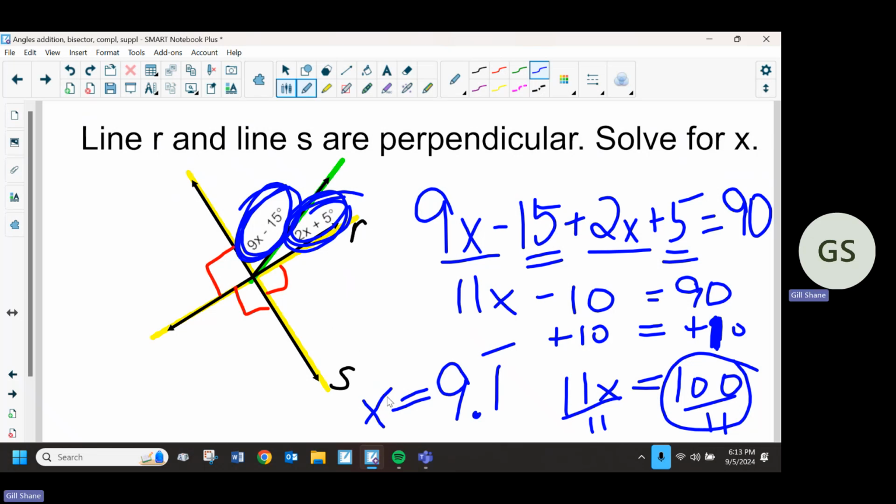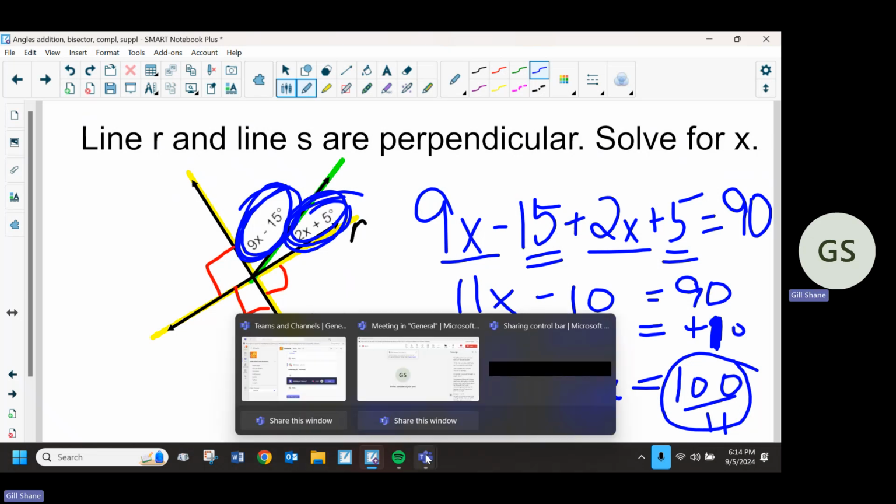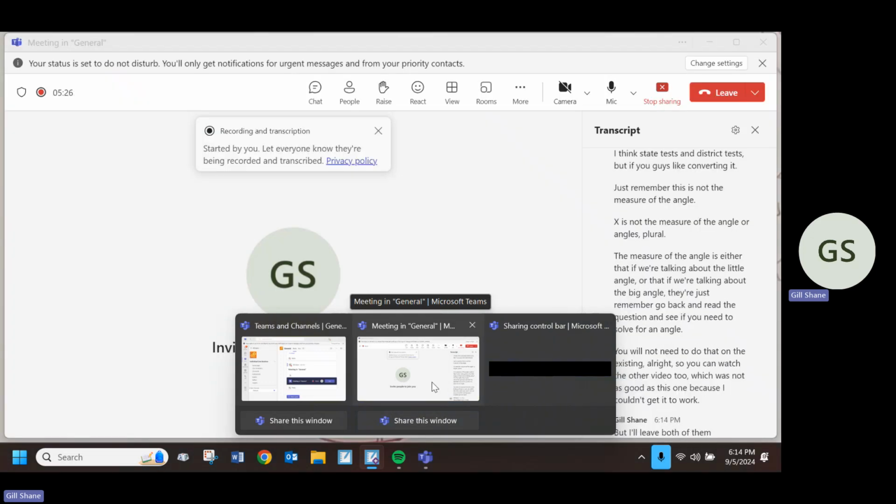All right, so you can watch the other video too, which was not as good as this one because I couldn't get it to work. But I'll leave both of them up just so you have two examples you can try.